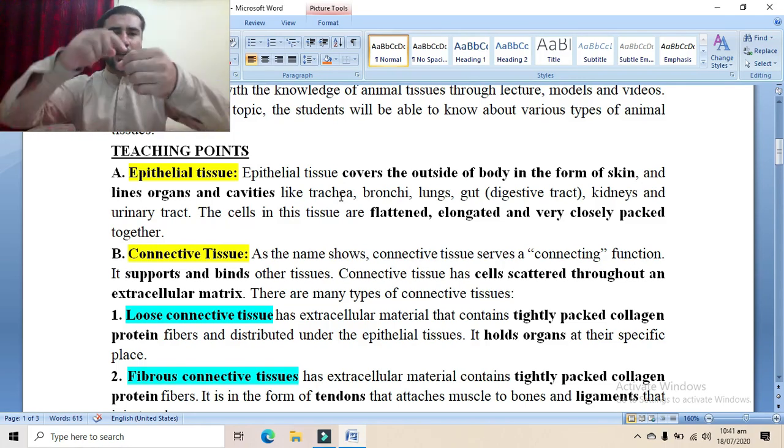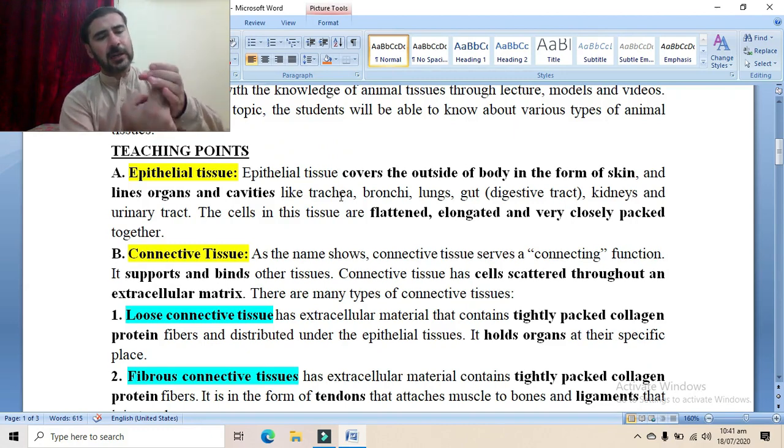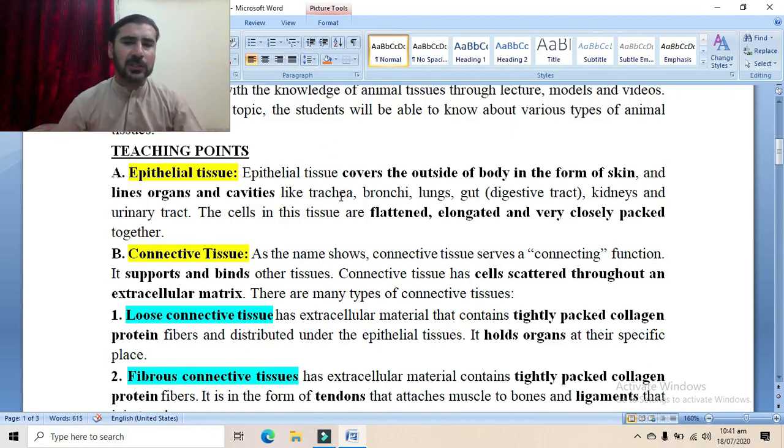For example, this is trachea. Trachea is basically the part of the respiratory tract. So this is a long tube. So this inner lining is made of epithelial tissues. Bronchi, this is again the part of the respiratory system. Lungs, guts, the digestive tract, the internal lining, the internal covering of the digestive tract, that is made of epithelial tissues. Similarly, kidneys, urinary tract, etc.